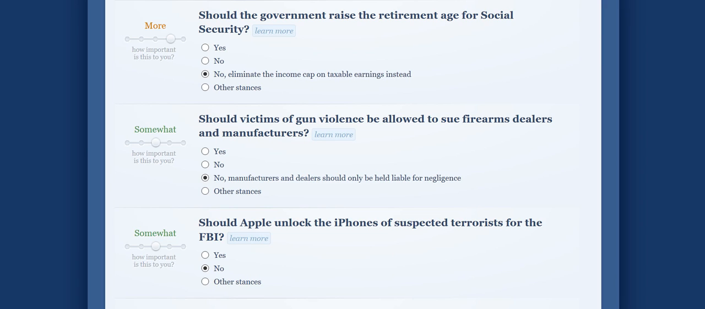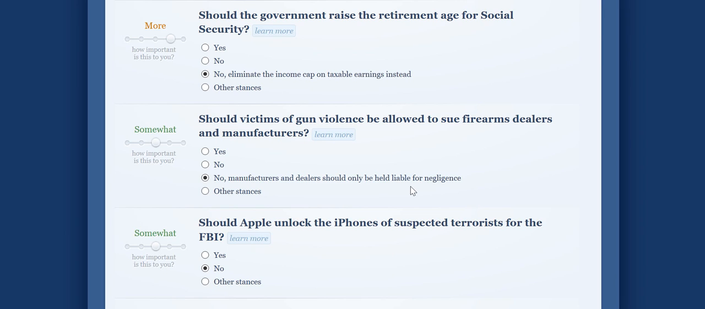Okay, should victims of gun violence be allowed to sue firearms dealers and manufacturers? No, on this one, I agree with Bernie Sanders. No, because manufacturers and dealers should only be held liable for negligence. So, in other words, what they're saying is you have a gun shop, the gun shop sells a gun to somebody, that person passes a background check, they have no criminal history, no psychological issues or any of that. Now, 5 years later, that person snaps, they go on a shooting spree, and they kill a bunch of people. Should the gun shop owner be sued because that person did that?